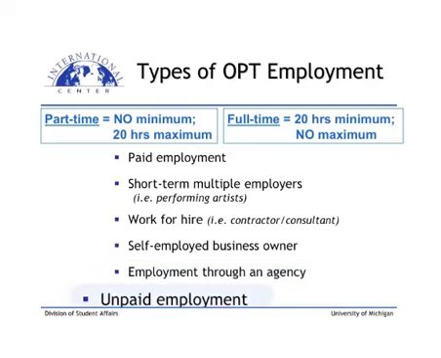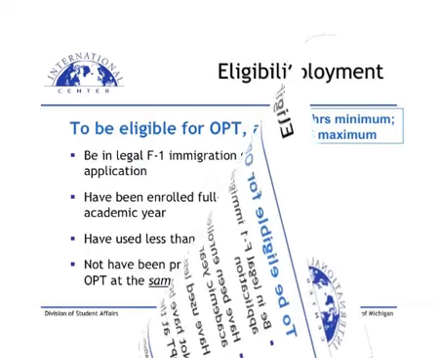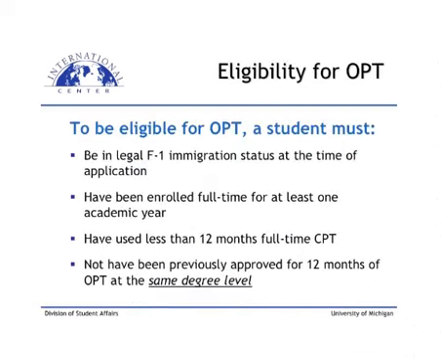Finally, you may also work as a volunteer or unpaid intern as long as this position does not violate any labor laws. Since you will not be getting any tax information for this position, it is strongly advised that you obtain a letter from this organization or company stating the number of hours that you worked, as well as the dates of employment. In order to be eligible for OPT, the following 4 items must be true.